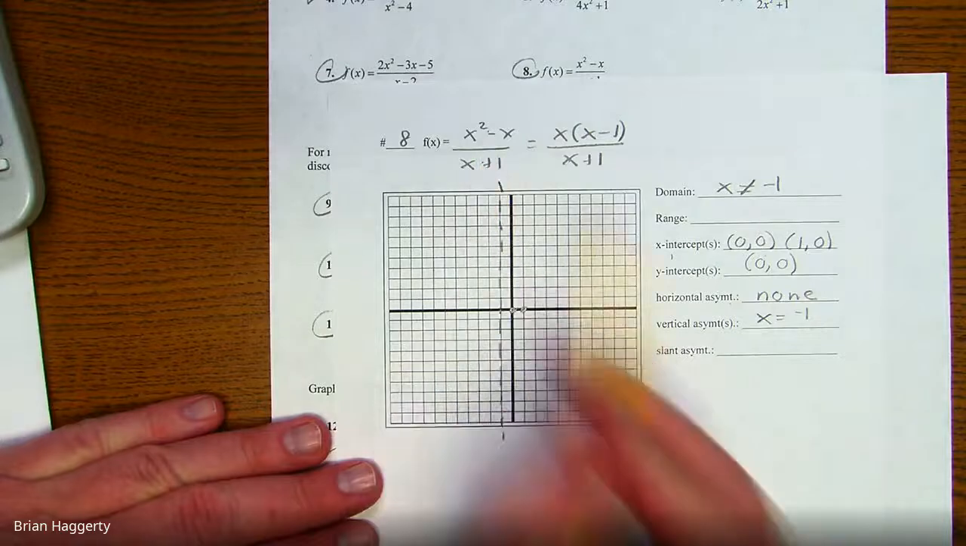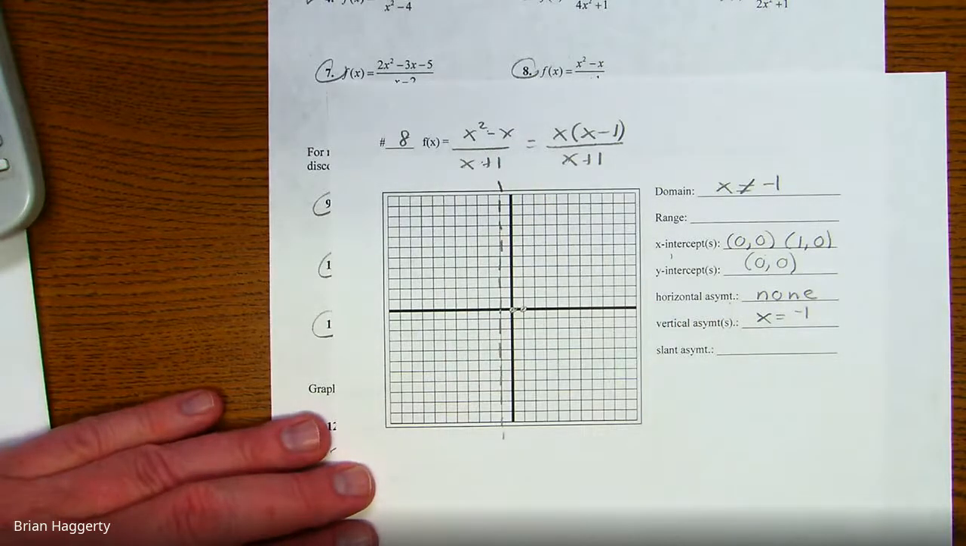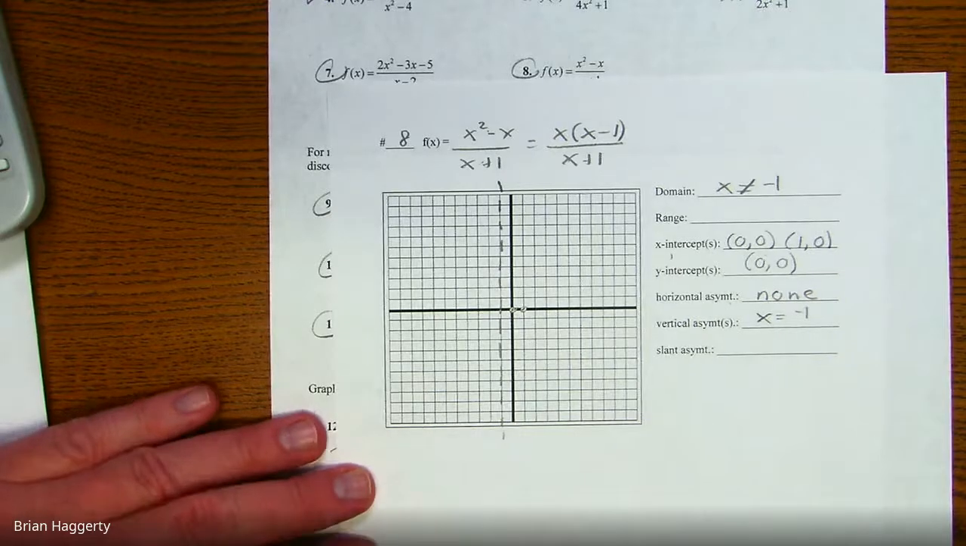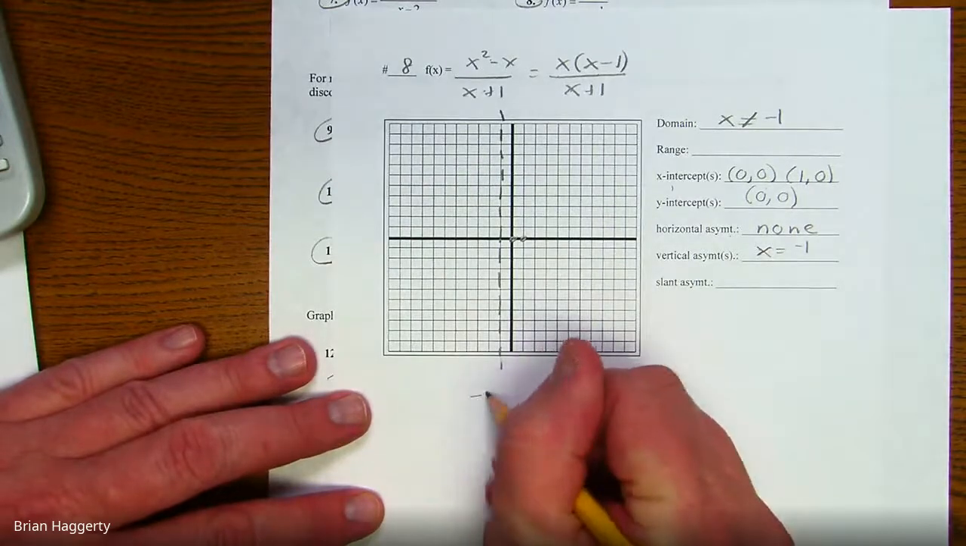If the top is bigger than the bottom by exactly 1, then we will have a slant asymptote. To find a slant asymptote, we need to divide this out. The preference would be to use synthetic division. Synthetic division is not always going to work. You may have to use long division, but synthetic works with this one as well.